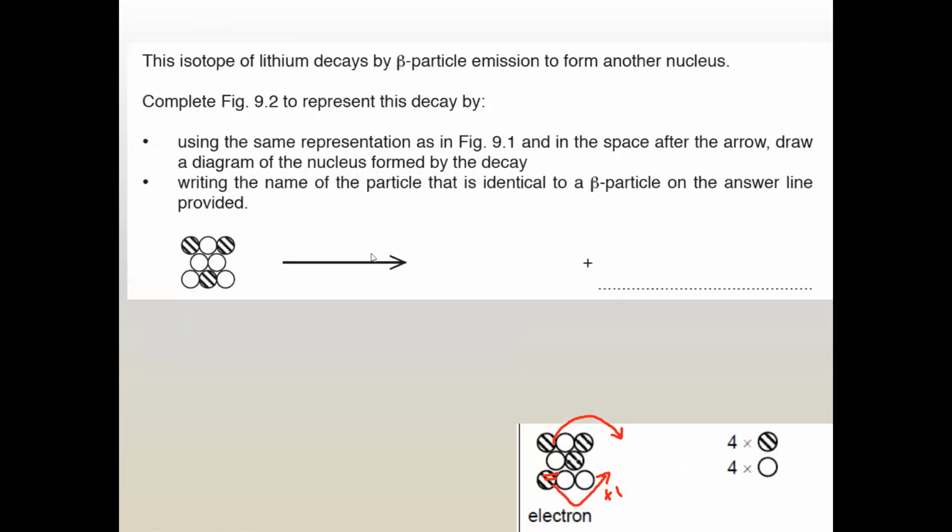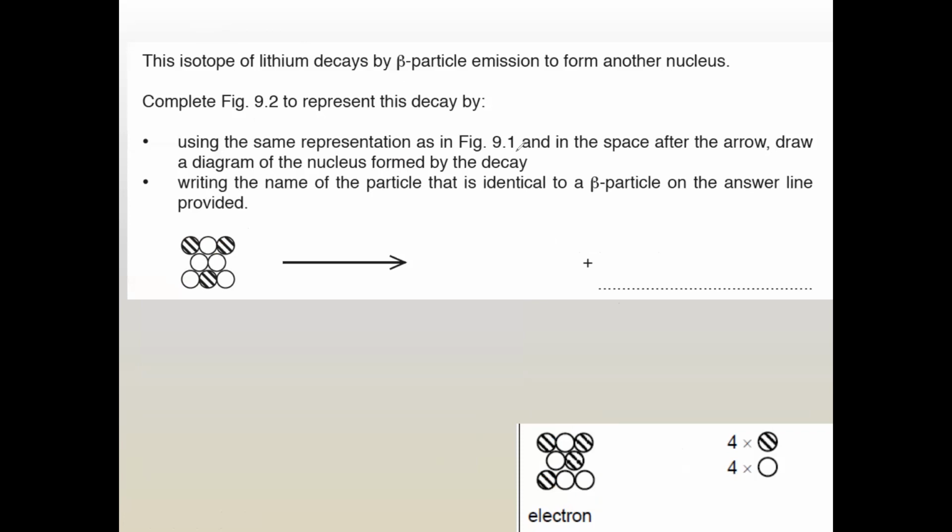So for example, this is an isotope of lithium, which has 3 protons. The shaded spheres represent the protons, 3 protons, and 1, 2, 3, 4, 5 neutrons are there.